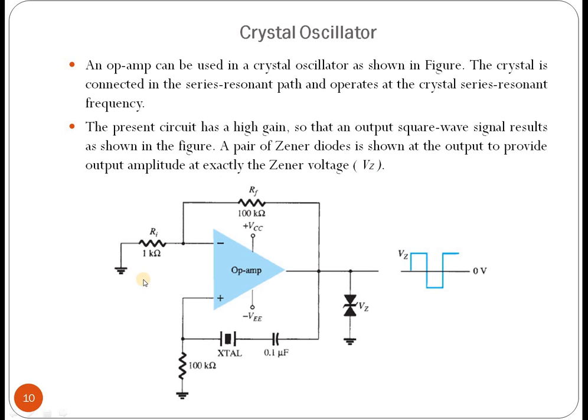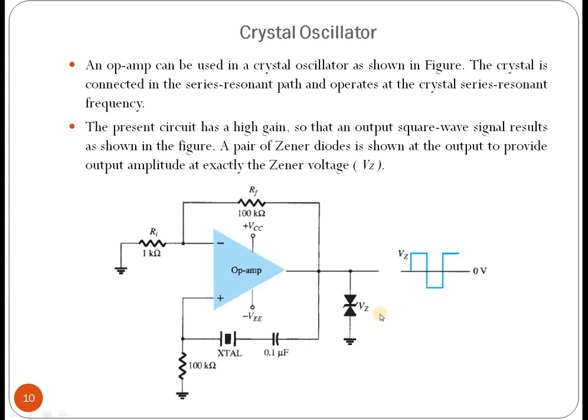Crystal oscillator. Another type of oscillator: an op-amp can be used in a crystal oscillator. The crystal is connected in the series resonant path. That is, one crystal is connected with the op-amp connections and operates at the crystal resonant frequency. This circuit has a high gain and the output is a square wave signal, and you can see that two Zener diodes are used, one this one and another one here.